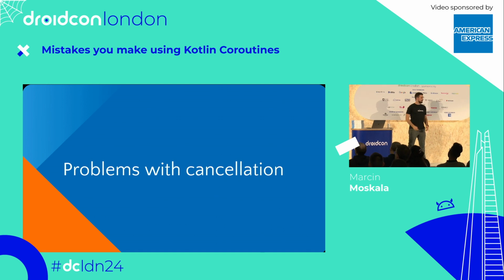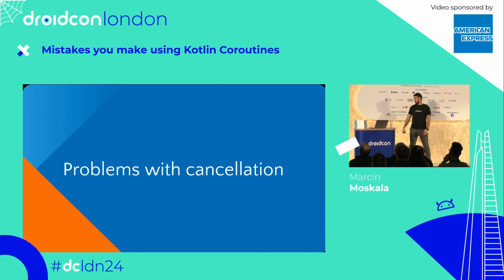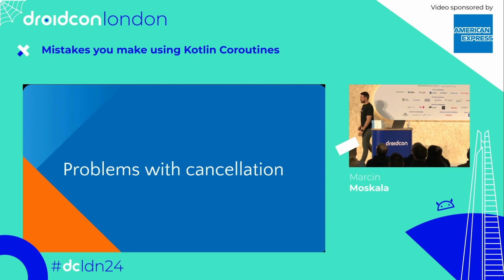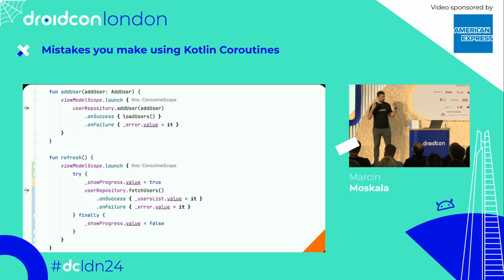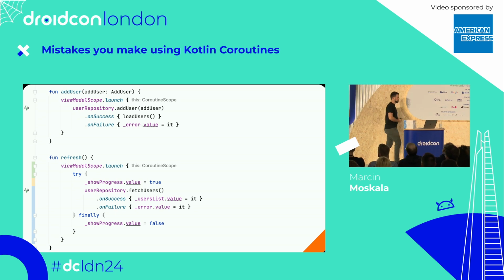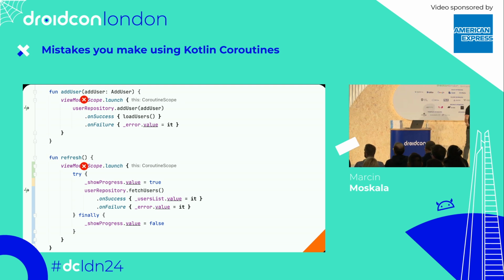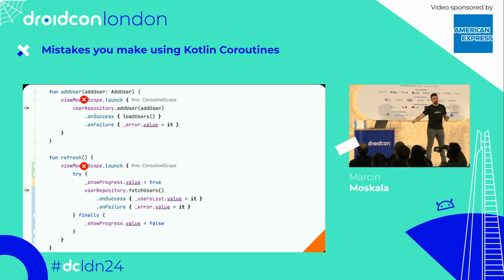So another category, a big category, very rich in problems: problems with cancellation. Let's start with an overview. In general, cancellation in Kotlin Coroutines works in the way that when you cancel the scope or a different coroutine, it cancels all children, that cancel all the children, that cancel all the children, and everything gets cancelled.